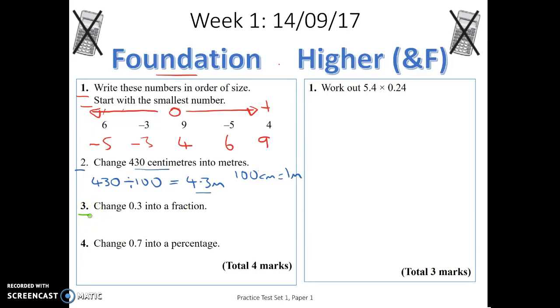Change 0.3 into a fraction. Okay, well, a really common wrong answer here would be 1/3. Okay, the answer is definitely not 1/3. Okay, so if you made that mistake, let's have a think about why. Now, there might be some of you already that know straight away 0.3, I think that's 3/10, and you'd be absolutely right. So 3/10 is the correct answer.